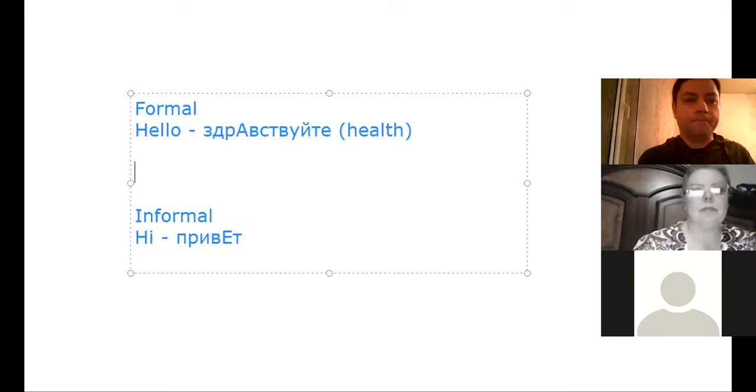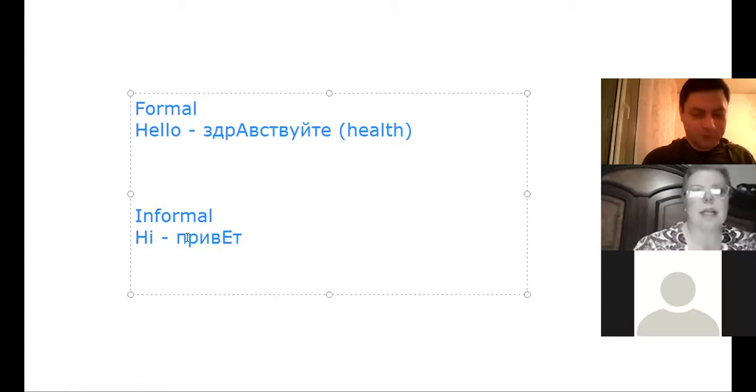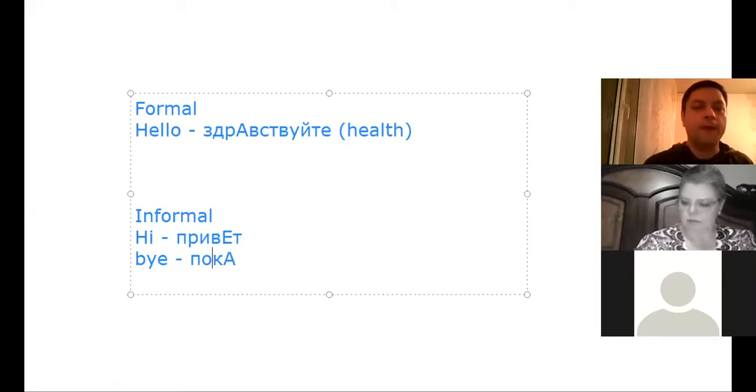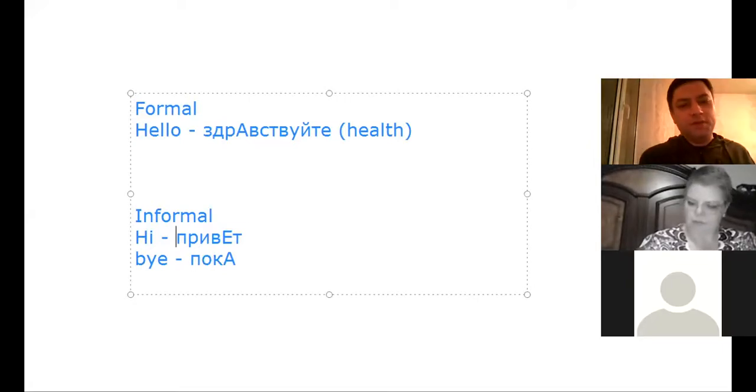When you say goodbye, let's start with informal words, which are simple. Bye. It will not be goodbye. Bye. Пока. Since the stress is on the second syllable, then this one changes to a. Пока. Привет and пока, they don't really have any meaning, so just hi and bye. Здравствуйте, it is related to health.